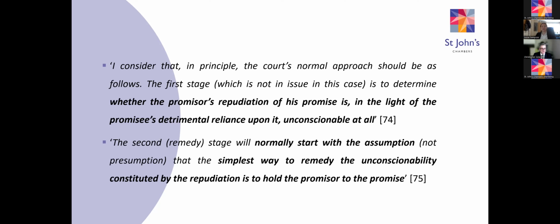The first stage is to decide whether an equity has arisen in the first place. Was it actually unconscionable for the promisor to resile from their promise at all? Assuming that the answer to that question is yes, it was unconscionable, it's necessary to go on to consider the second stage. However, here, in terms of determining the appropriate remedy, all that Lord Briggs seems to be suggesting is that the court will normally begin the exercise from the expectation basis. And even then, he only suggests that the usual starting point is the simplest way to remedy unconscionability, which, as previously suggested, would seem to be distinct from the best or the proper way. So the second stage perhaps gives rise to more questions than answers.